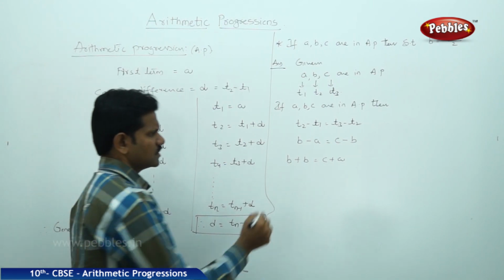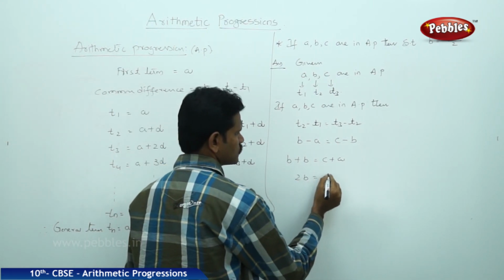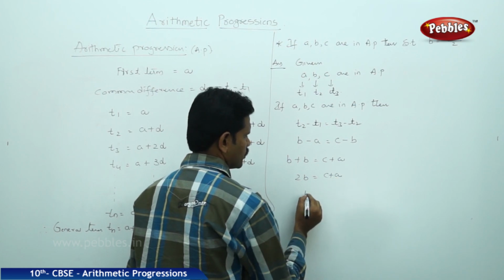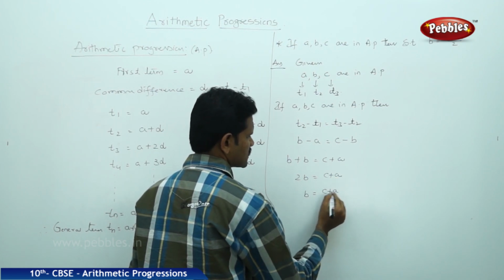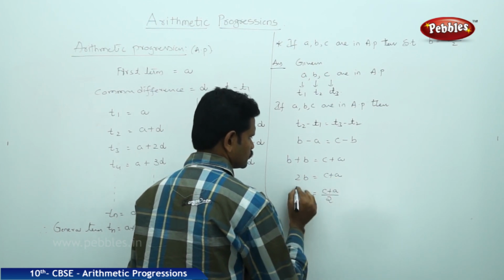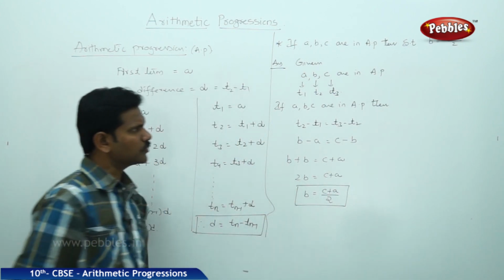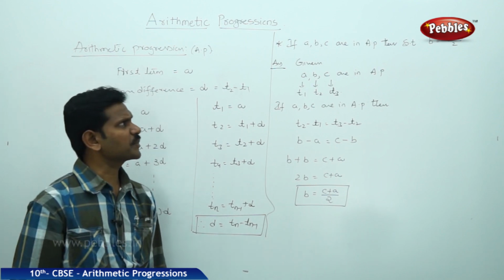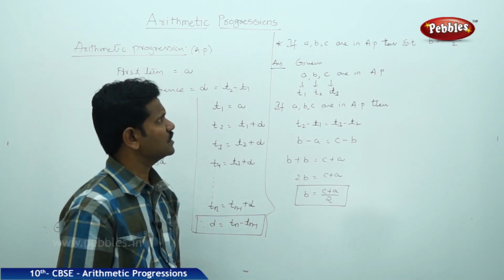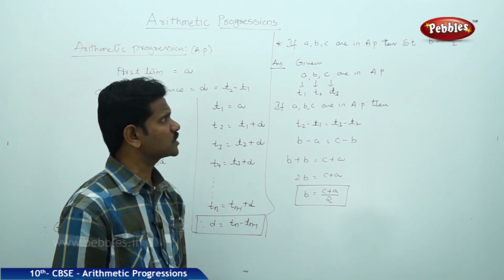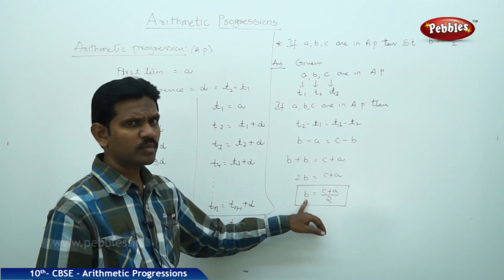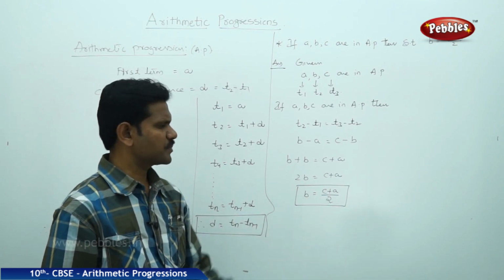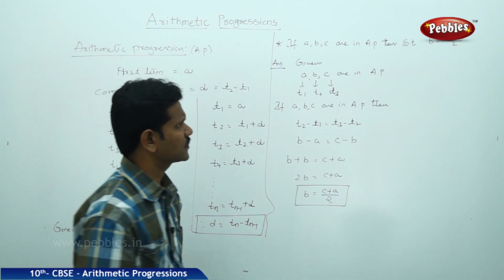That is, 2B is equal to C plus A, B is equal to (C plus A) by 2. What we understand from this is, if three terms A, B, C are in arithmetic progression, then the formula is B is equal to (A plus C) by 2.